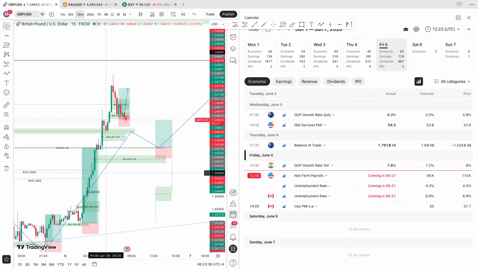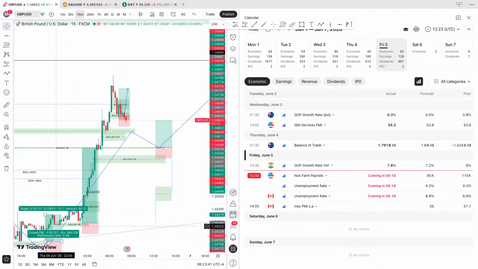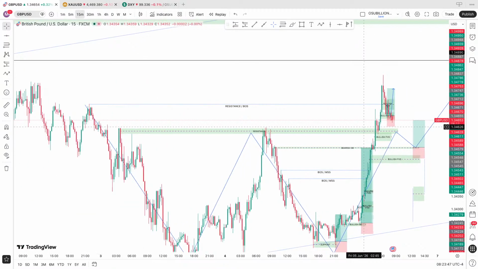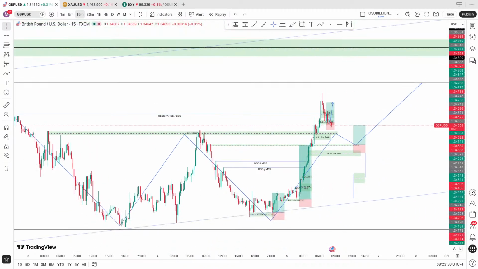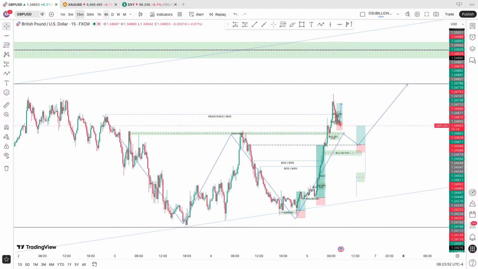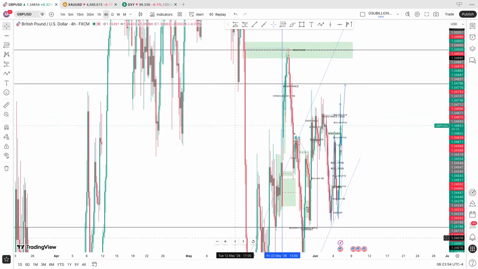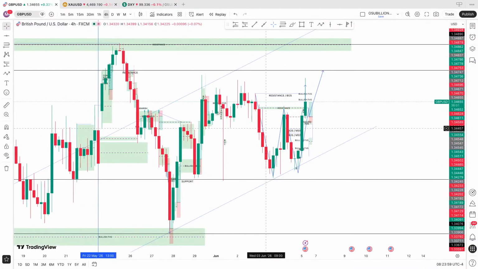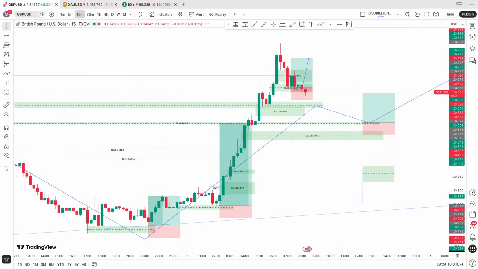Those who made it this morning and were able to catch this W move, as I said, this W move. Let's go to the 4 hour, this W move. Whoever was able to catch into this, congratulations, and I'm proud of you guys. Yeah. But currently, we are waiting for the news to start.